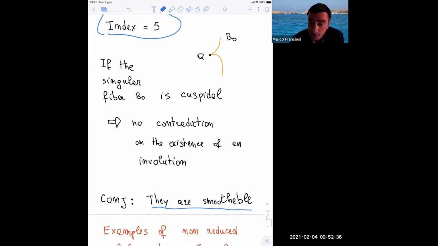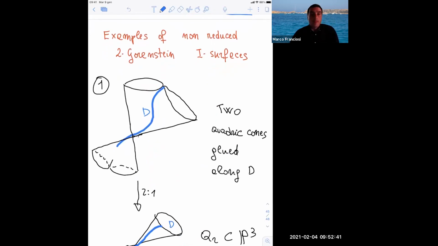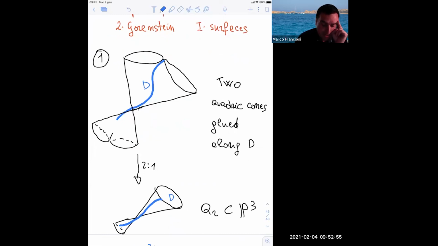So, and to conclude, just to give a picture of such I-surfaces, I want to give you some very simple examples of non-normal Gorenstein I-surfaces. The first one is given by taking two quadric cones glued along D. And we map 2 to 1 onto our quadric cone. And this gives us an example.